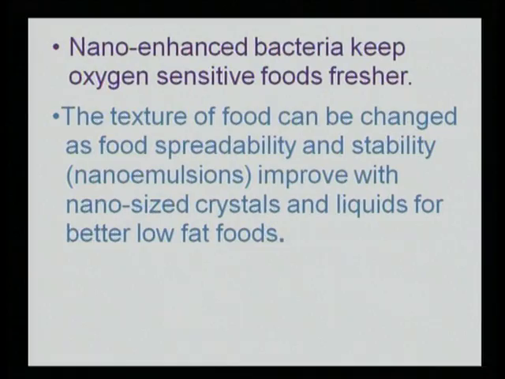Thus, we can say that nanotechnology is a technology of the future, a technology of this century, which would make life easier, more comfortable and more enjoyable.